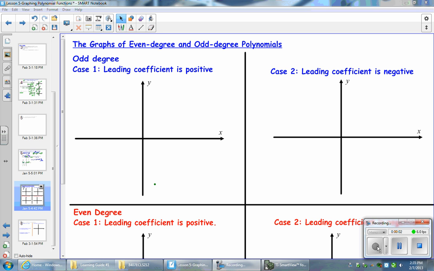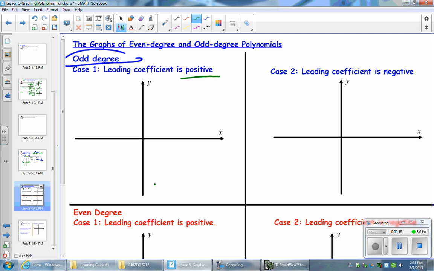In this lesson, I'm going to talk about the graphs of even degree and odd degree polynomials. Let's start with the odd degree scenario. There are two different cases here. Case one is where the leading coefficient is positive. An example of a function with these characteristics would be y is equal to x cubed, since 3 is odd, and the leading coefficient has to be positive. We'll just stick with positive 1 in this case.